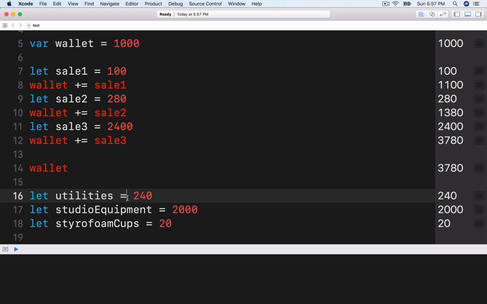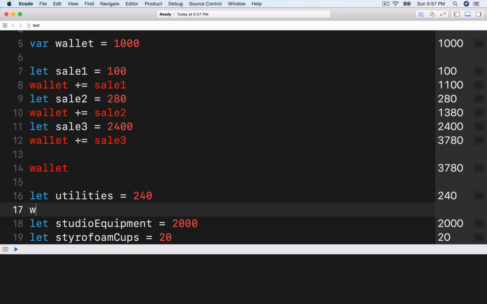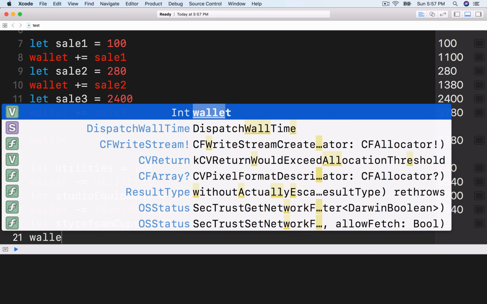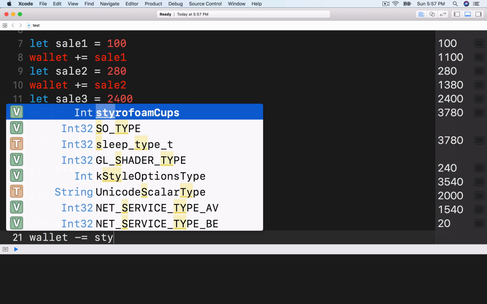So if we have these as expenses, are we going to write, again, wallet equals wallet, all that? Nah, man, we don't got time for that. So all we got to do is wallet minus equals utilities. And then this is going to be wallet minus equals studio equipment. And then this is going to be wallet minus equals styrofoam cups.